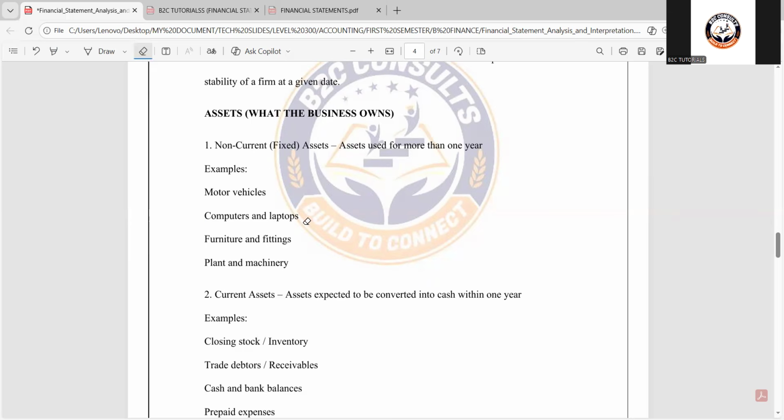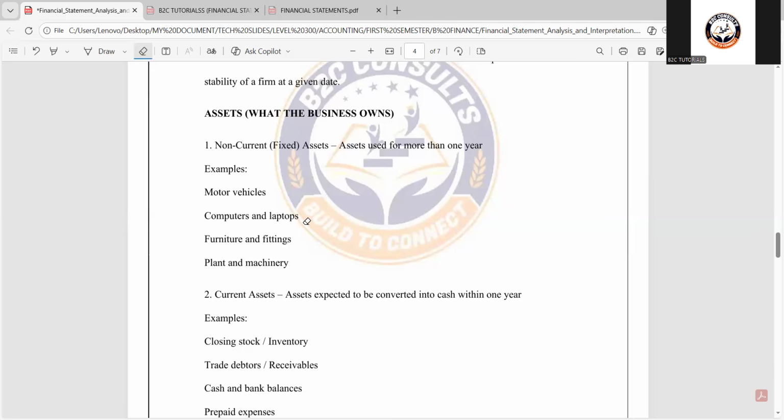Then you can sometimes also have a computer, maybe you use it to keep records of customers. Then you can have a chair, table, a cupboard, and whatsoever that have you. Then you can also have heavy machineries to produce light or to be used in production. That is what we call the plant and machinery. These items can be used for more than 1 year, and that is why we call them non-current asset or fixed asset.